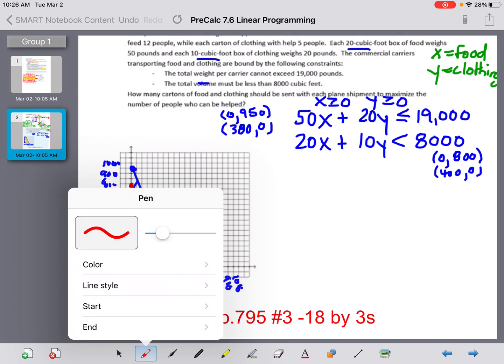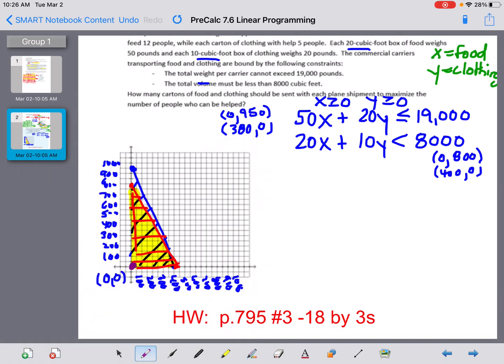Let me get a different color. Okay, I definitely have 0, 0. I go up as far as this, is it the 0, 800? I think that's definitely one of my points. And I only go as far over as the blue line, which was the 380, 0, right? 380, 0. Now, somewhere over here, these two meet, and that's the other corner.